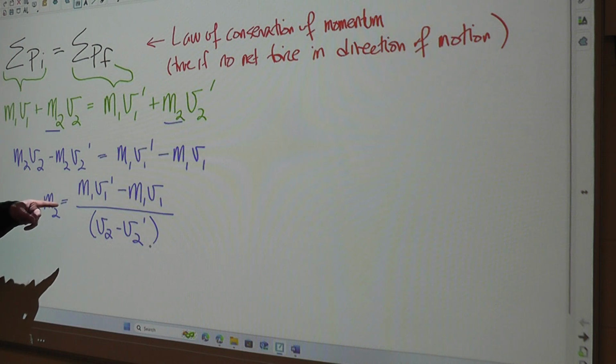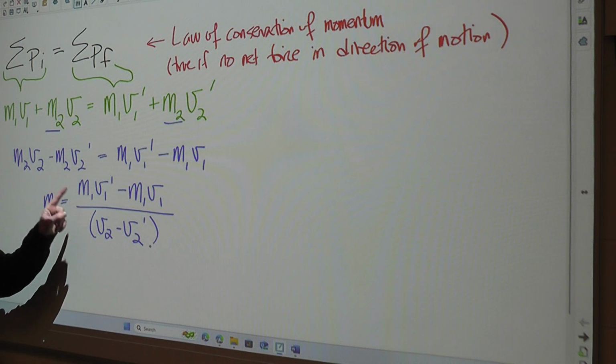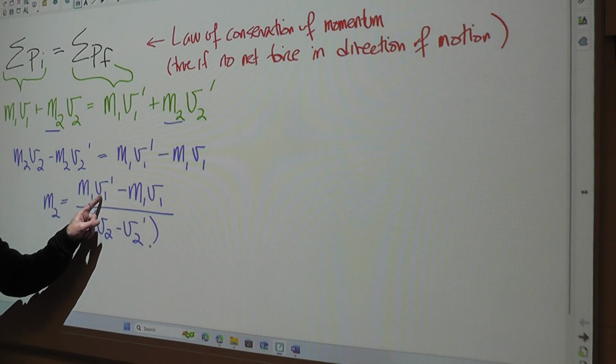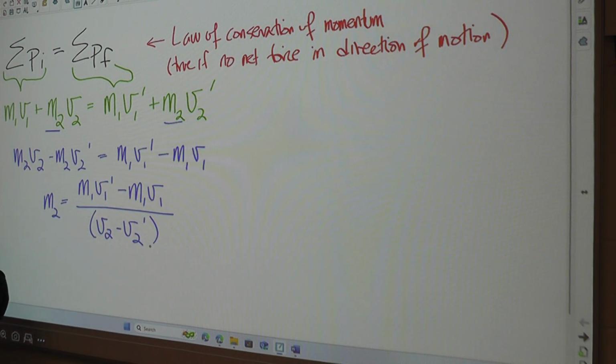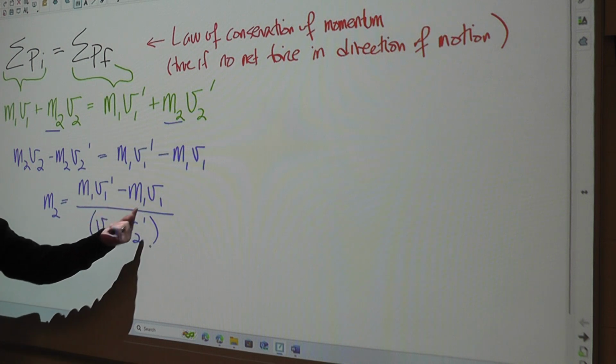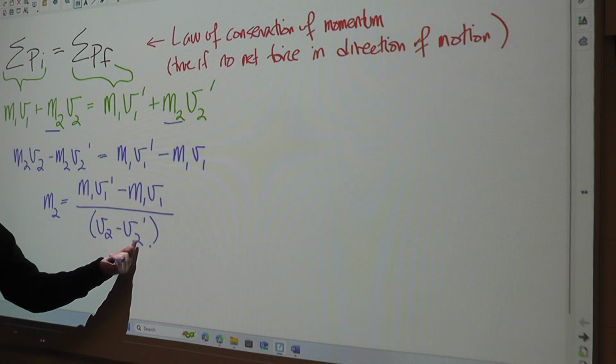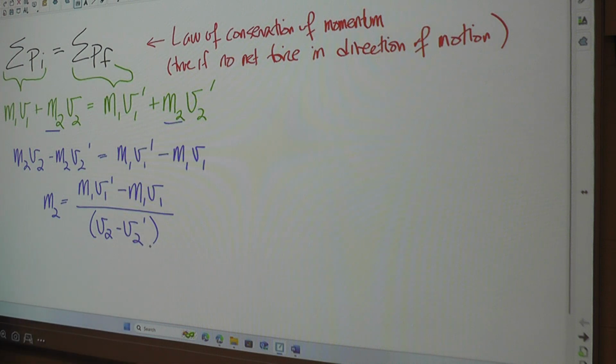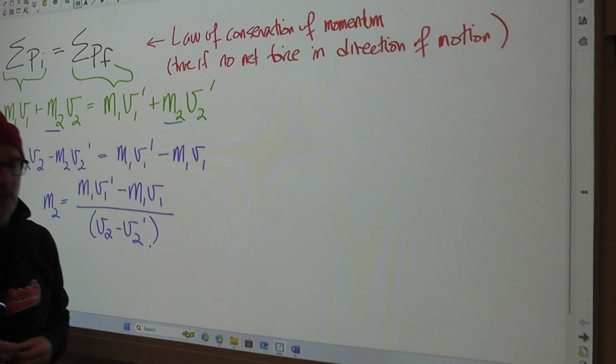This is an equation that you can all use now. If you know the mass of one object and the velocity before and after the collision for each object, you can find the mass of the second object. V1, V1 prime, V2, V2 prime, you're going to get from the videos. M1, I'm going to tell you, and I'm going to put it on the assignment because that's where it should have been to begin with.